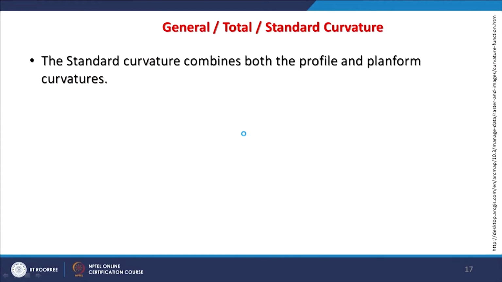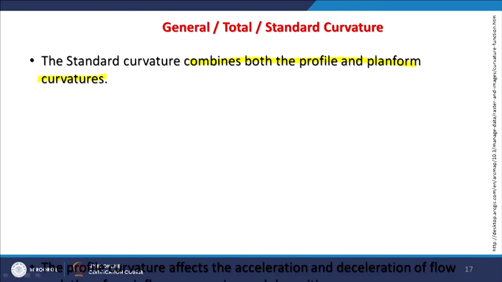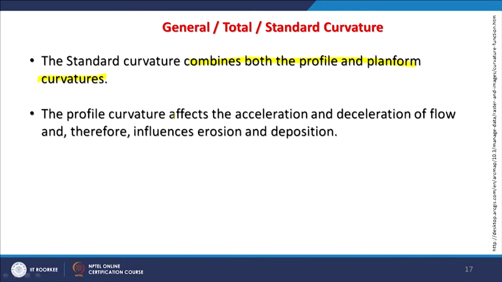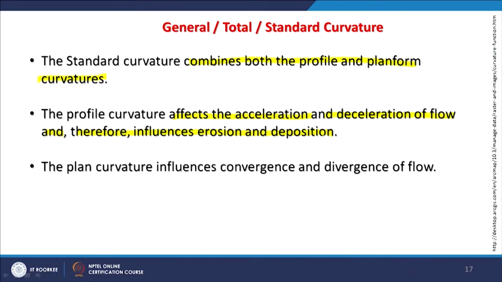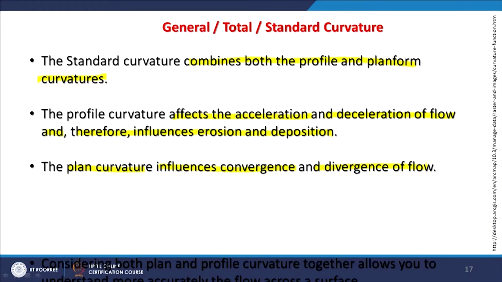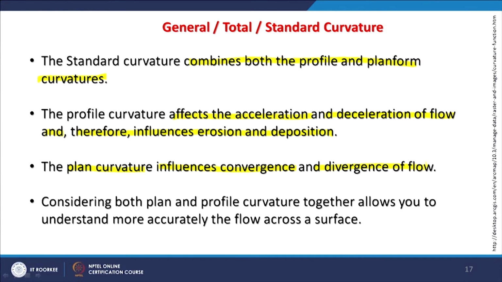Now, standard curvature basically combines both the profile and plan curvatures. Profile curvature affects the acceleration and deceleration of flow, therefore influencing erosion and deposition, whereas plan curvature influences the convergence and divergence of flow. So, if we combine both and create a standard curvature, together this will allow us to understand more accurately the flow across a surface.